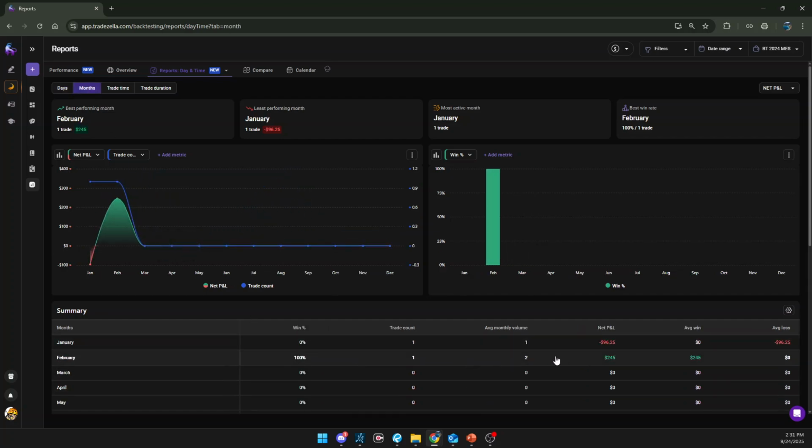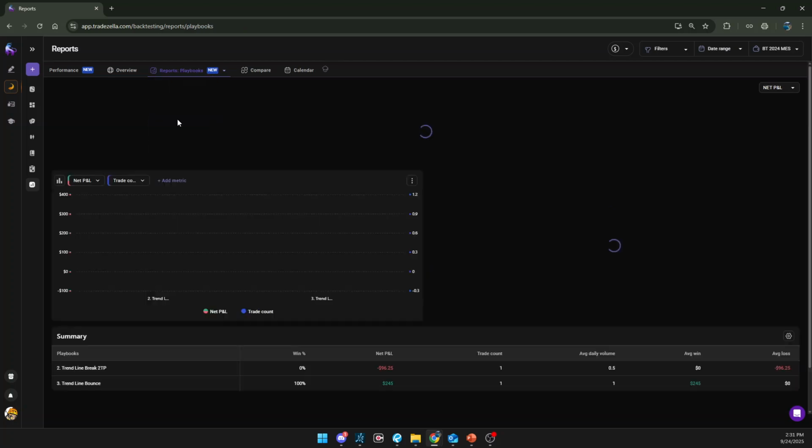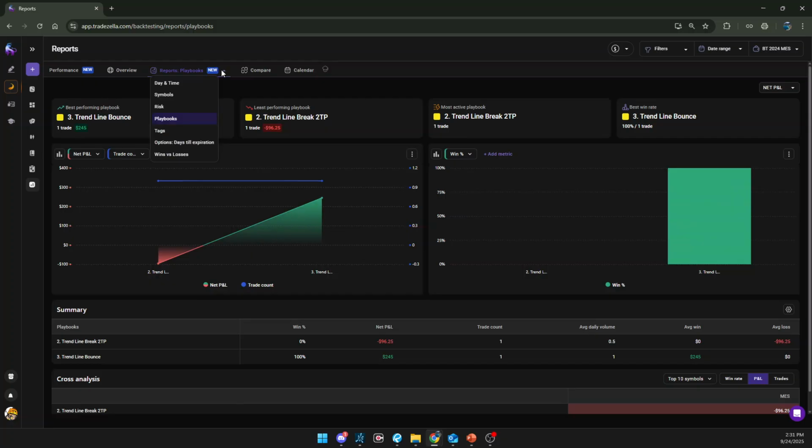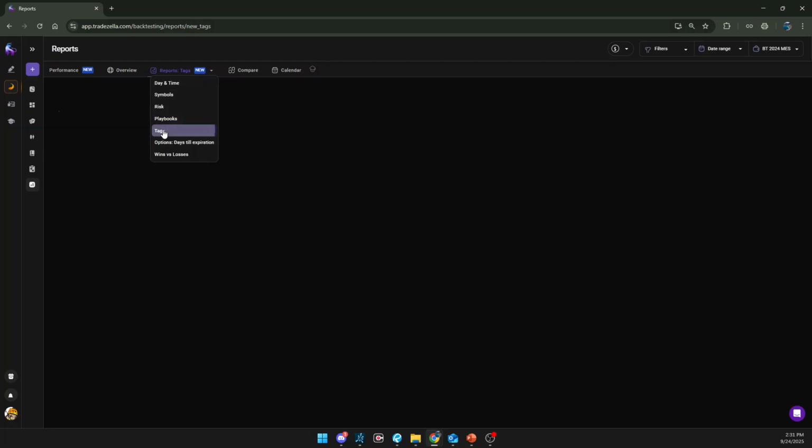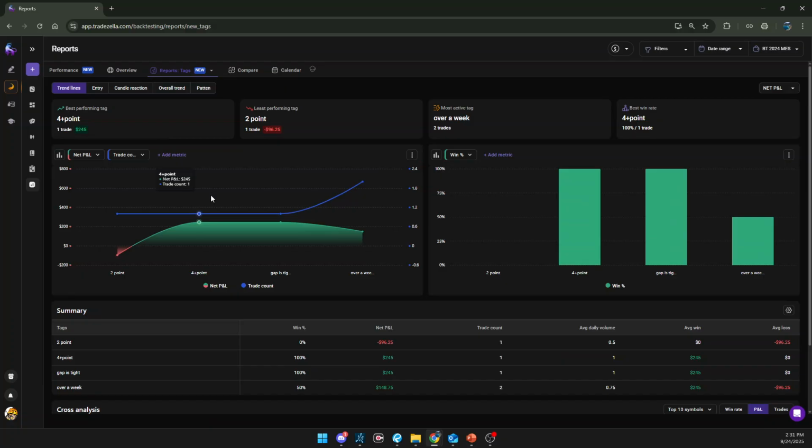What months are good? Right now, this particular trade's only into March, so I had one or two trades in February and one trade in January. So you start seeing how many trades you take and what the win rates are, and you can get an idea of your months. You can look at your playbooks. We don't have a playbook yet, so we can't look at playbooks. Scratch that. Tags. This is the meat. I love this. This is the meat right here.